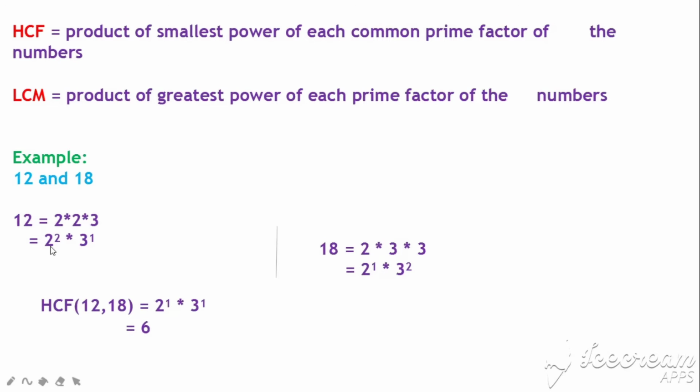So now here we have 2 square into 3 power 1, and here 2 power 1 into 3 square. Among 2 square and 2 power 1, 2 square is the greatest power. Among 3 power 1 and 3 square, 3 square is the greatest power. Now you need to consider 2 square and 3 square for the LCM. So the LCM of 12 and 18 is 2 square into 3 square, which is nothing but 36. 2 square is 4, 3 square is 9, 9 fours are 36. Therefore HCF is 6 and LCM is 36.